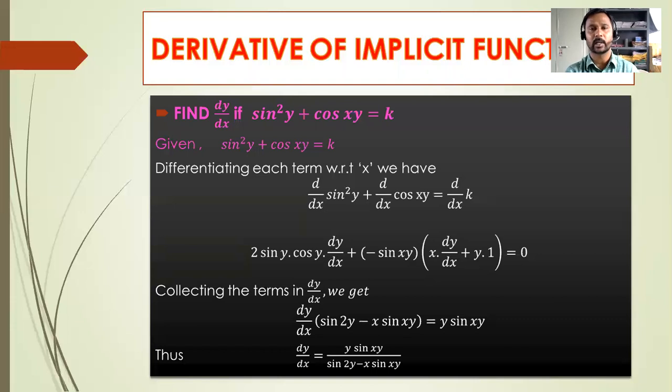Now what we have to do is collect all the terms in dy by dx. We will get dy by dx into 2 sine y cos y, which can be written as sine 2y, minus x sine xy is equal to y sine xy, or we can conclude dy by dx is equal to y sine xy divided by sine 2y minus x into sine xy. So in this way, you try to solve the other problems in the section implicit functions, derivative of implicit functions.